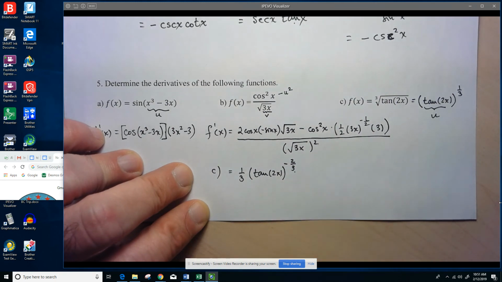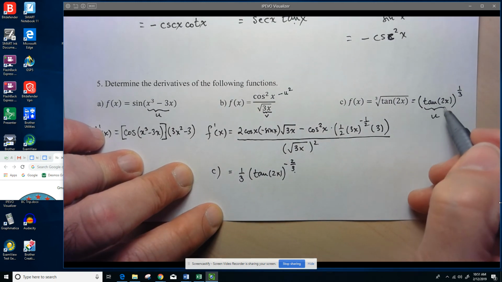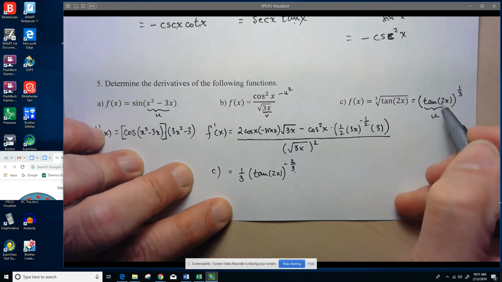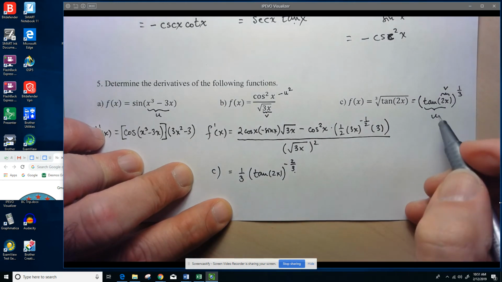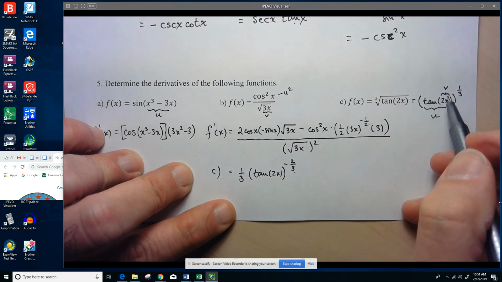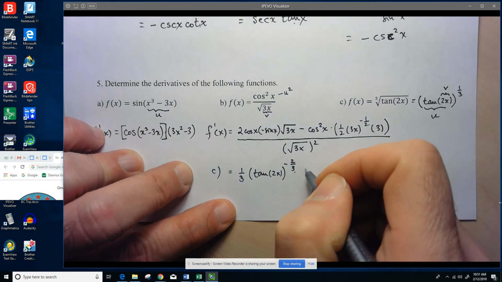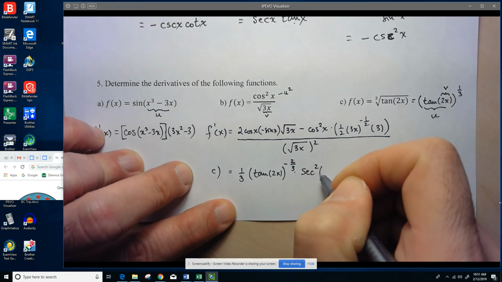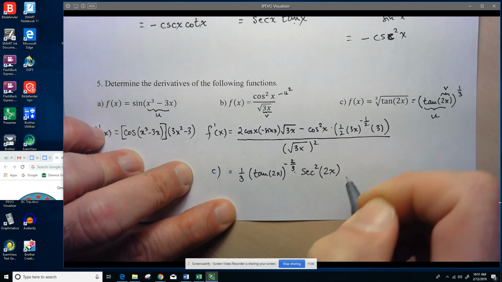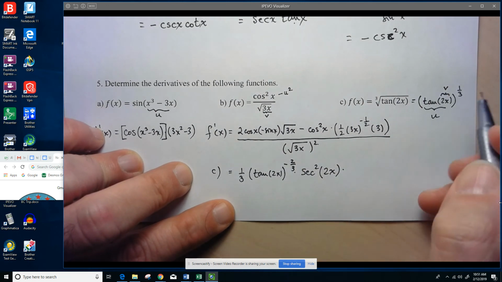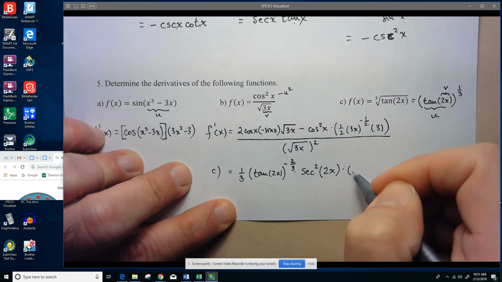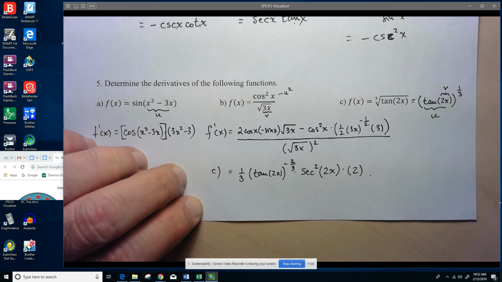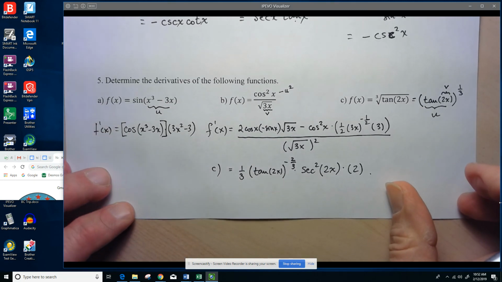Times. Now we're going to find the derivative of this inside function. But again, we're going to have to use the chain rule again because I don't have tan x, I have tan of 2x. So that's going to be my v. So what's the derivative of tan v? Well, it's secant squared v. So times secant squared of 2x. And then lastly, find the derivative of v with respect to x, and the derivative of 2x is just 2. All right, and so this is the derivative here.